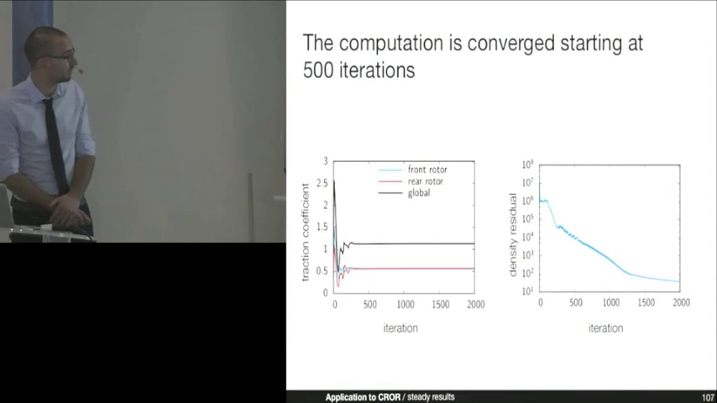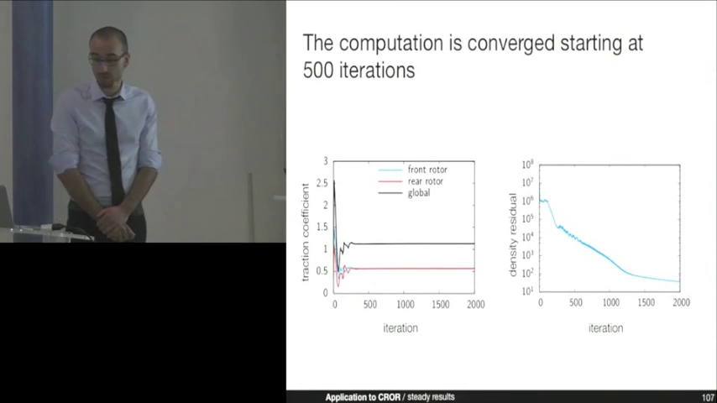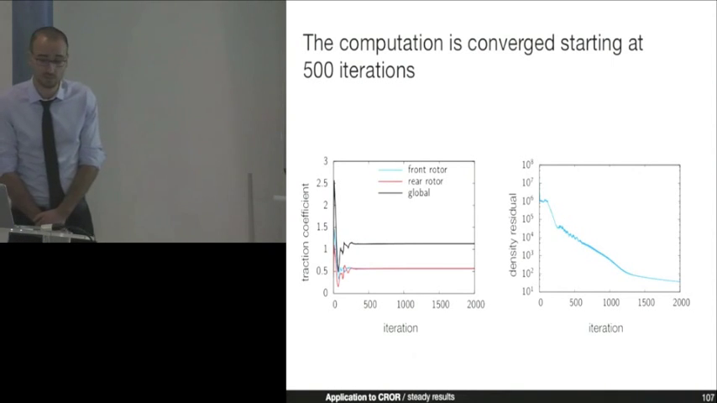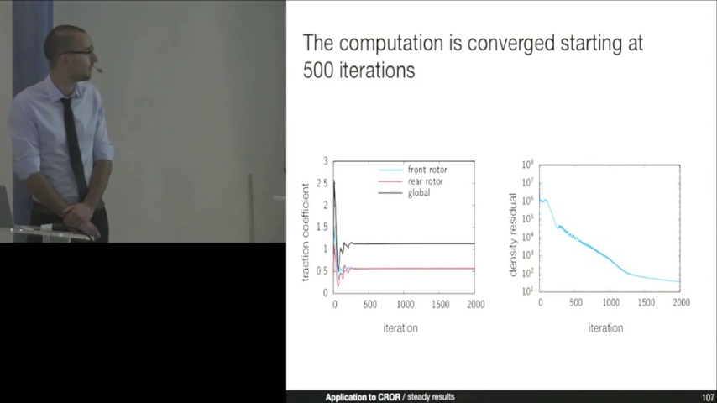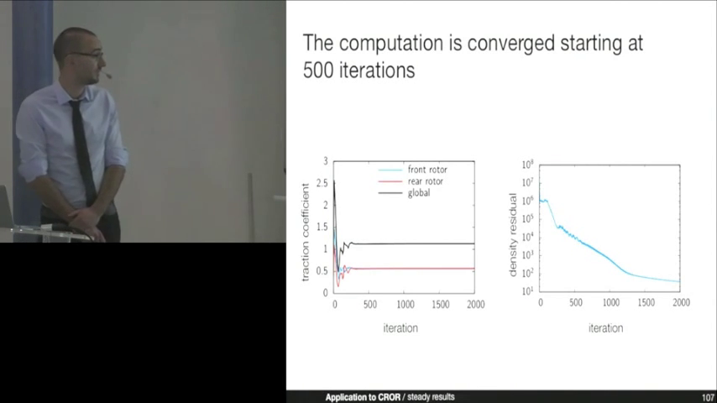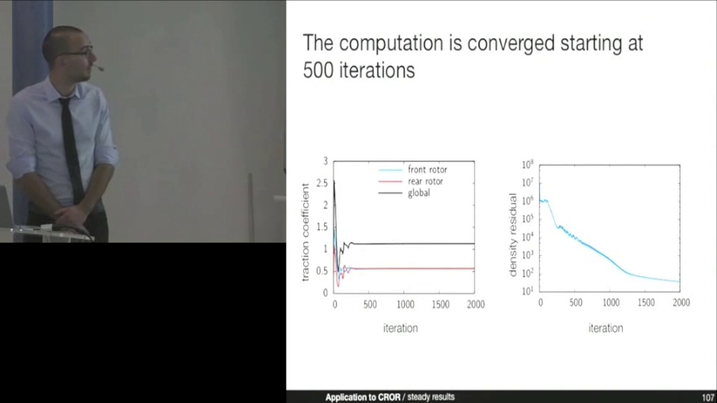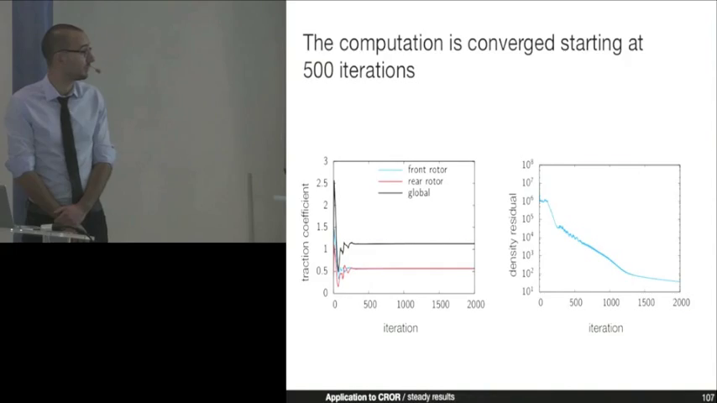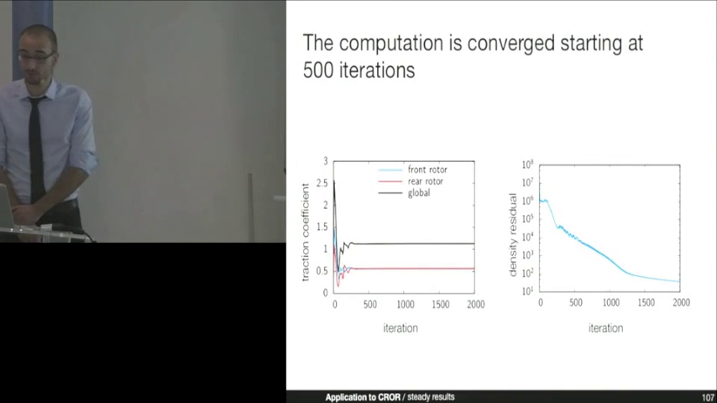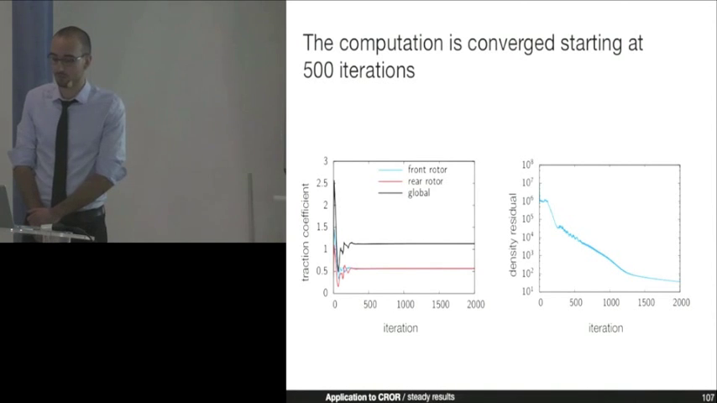This steady mixing plane simulation is converged starting at 500 iterations. As you can see, the traction coefficient, which is globally the thrust coefficient, is stable starting at 500 iterations, and the number of orders of magnitude lost between the start and 500 iterations is less than 3. So this configuration is converged.